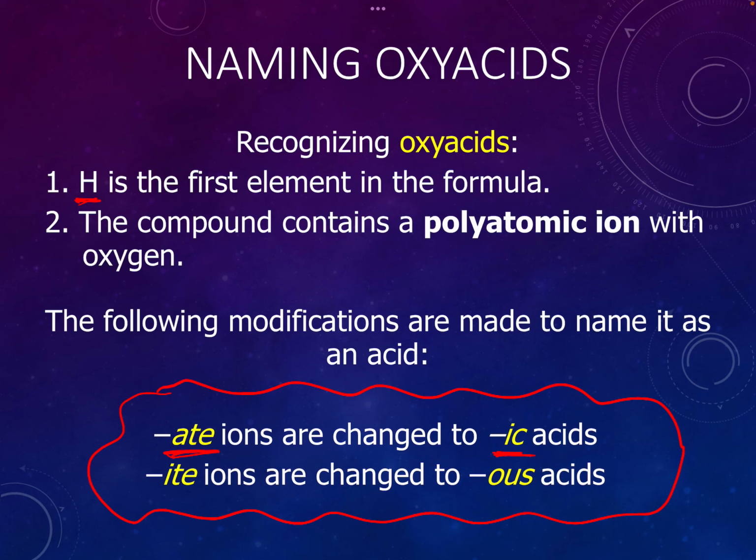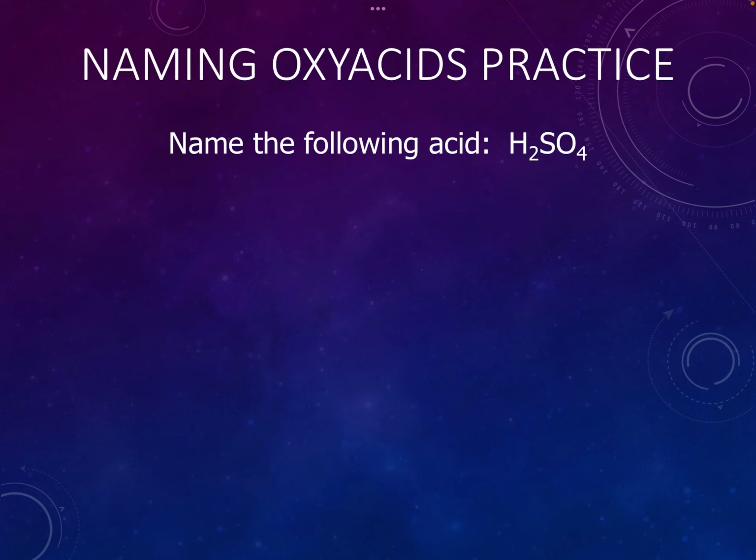I ate something icky. And then I just remember the ites turn to us because I ate something icky. But however you'd like to remember that, okay? The ATE polyatomic ions go to ic acids. The ITE polyatomic ions go to us acids. So let's try this out.